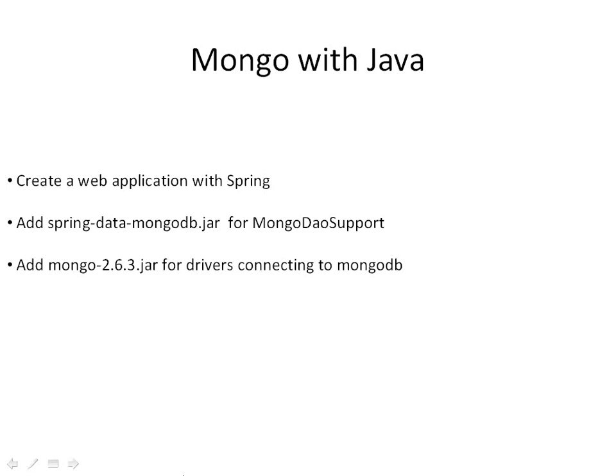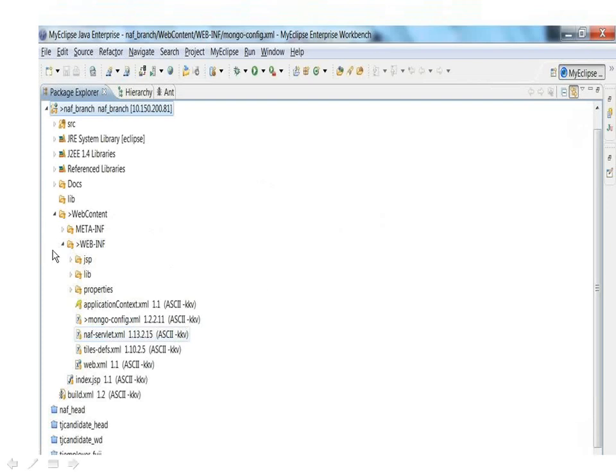After that we have Mongo 2.6.6.jar, which contains the drivers which have the logic to insert the data into the Mongo database. So I will show you my project hierarchy. This is the source folder where I have all the source code. This is the web content folder, and here I have application context.xml. This is the Mongo config. Mongo config is the file where I configure Mongo. This is my servlet.